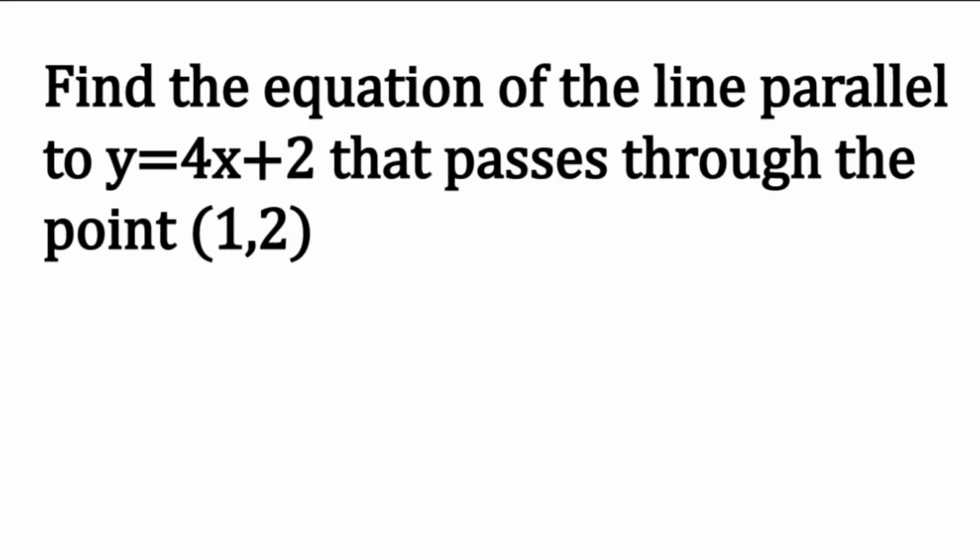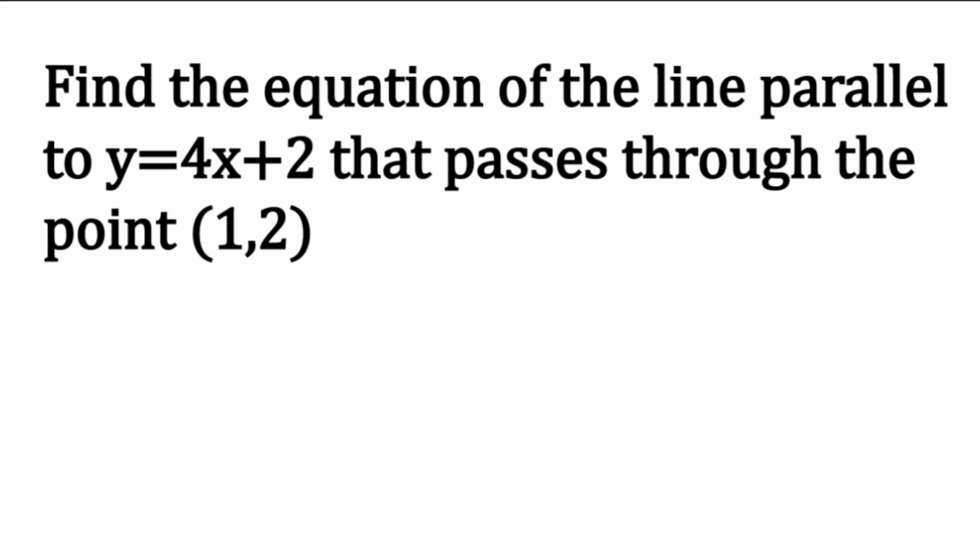So let's find the equation of the line parallel to y equals 4x plus 2 that passes through the point (1, 2). Since we know that parallel lines have the same or equal slope, the slope for our parallel line must be 4.